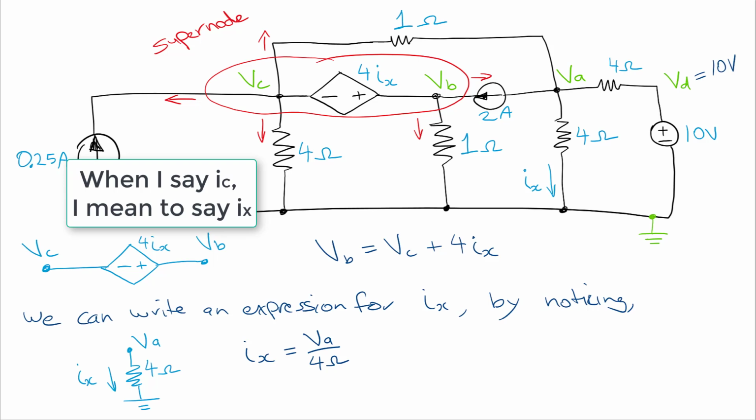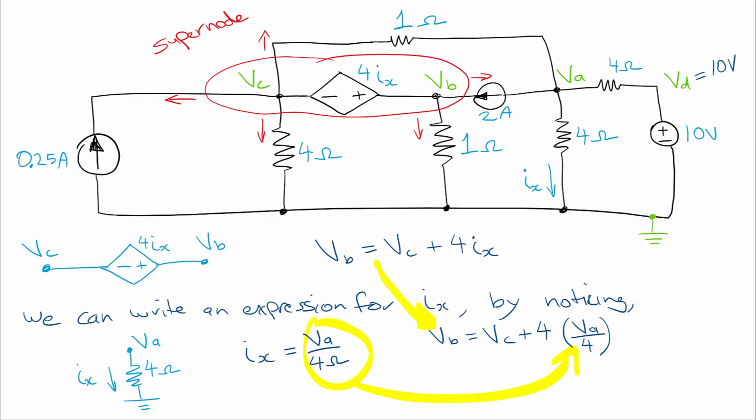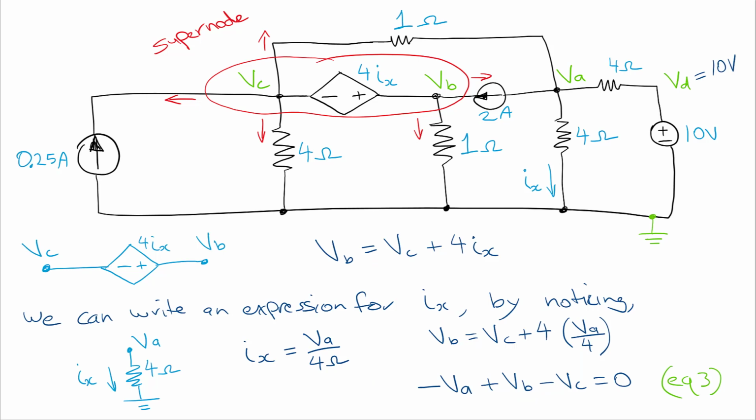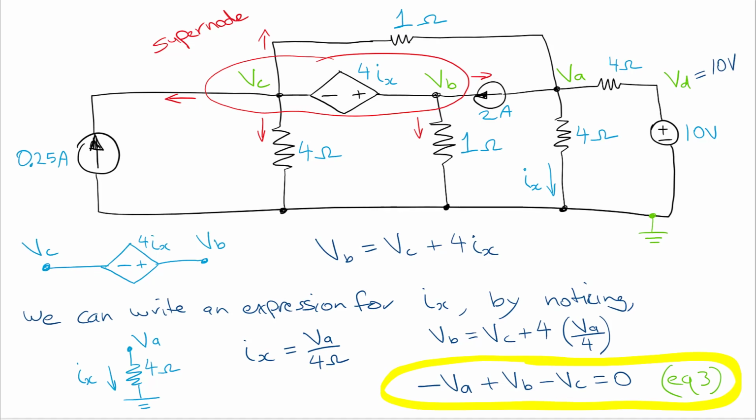So now what we're going to do is plug in the value of IC into IX in the first equation. So we're going to bring that equation down, and then plug IC in there. And then when we simplify that equation, we're going to get minus VA plus VB minus VC is equal to 0. And that is going to be our third equation.